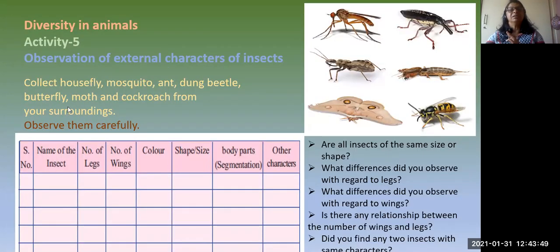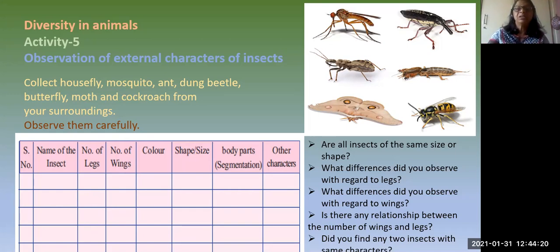Diversity in animals. That is activity 5. What you have to see is the observation of external characters of insects in animals. We have just completed the plants. Now we are going to see the animals. Collect housefly, you will get it now. Mosquito, just collect even the diagrams or pictures also. No need of live things, just collect the pictures in which we can see all the characters properly.